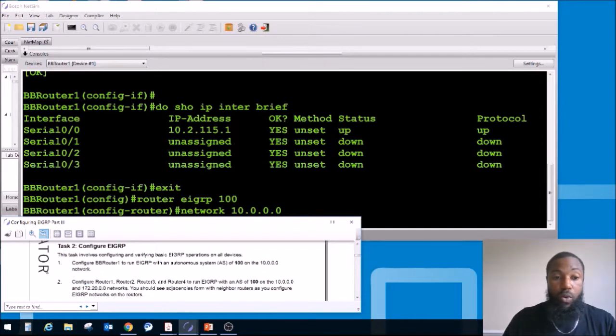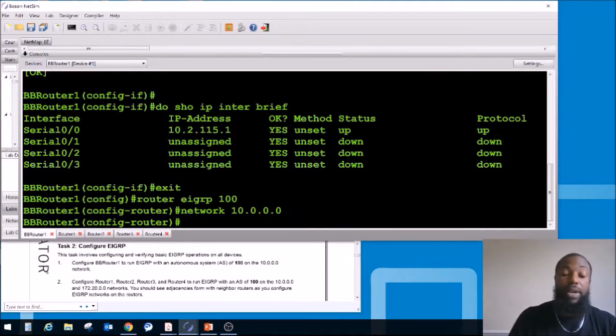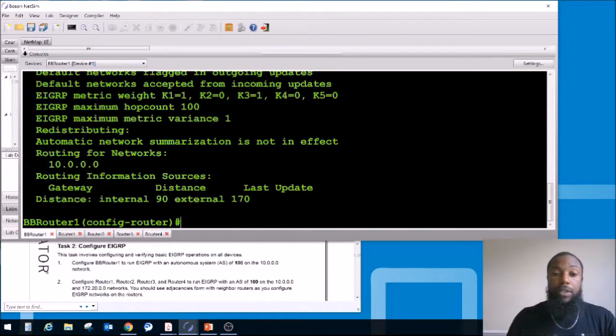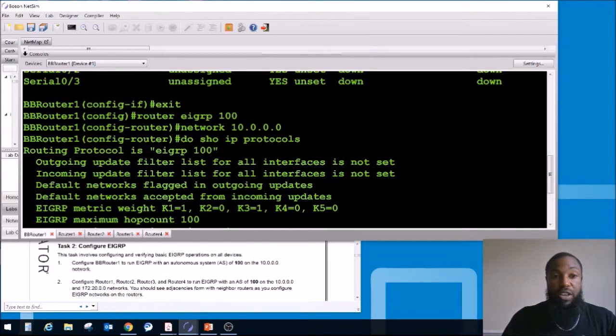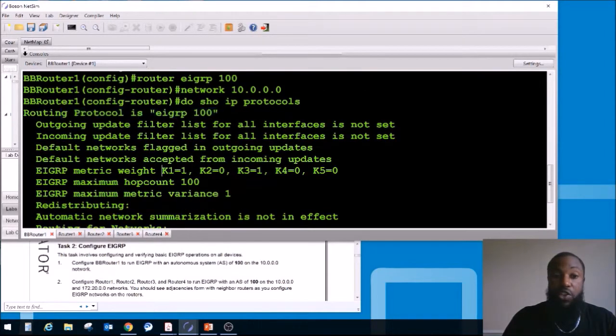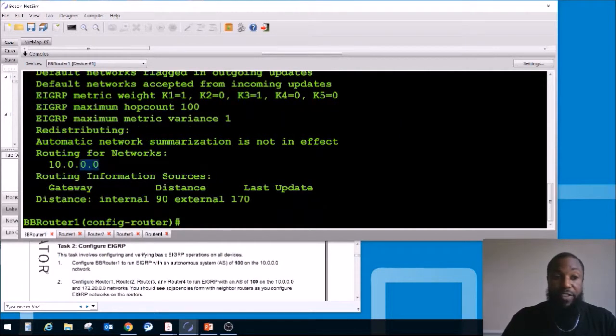Step 2 says to configure Routers 1, 2, 3, and 4 to run AS 100 on the 10 network and the 172.20 network. You should see adjacencies form with neighbor routers as you configure EIGRP. Before we do that, let's run a show command. I believe we're going to run show commands later, but I want to do it right now anyway. Do show ip protocols. There it is, EIGRP 100, that's the process. Here are our K values, the defaults: K1 and K3, bandwidth and delay. We are routing for the 10 network, and these are the default administrative distances, 90 for internal and 170 for external. We don't have any routing information sources yet, and we're going to fix that right now.